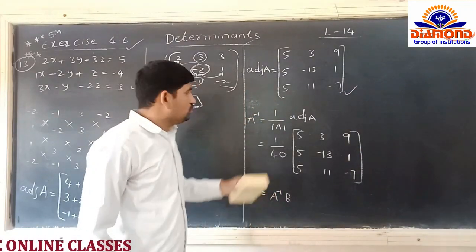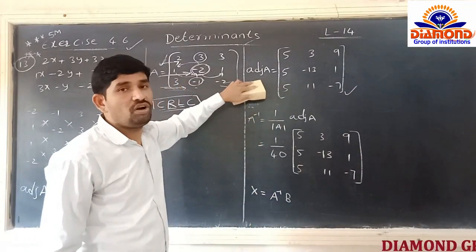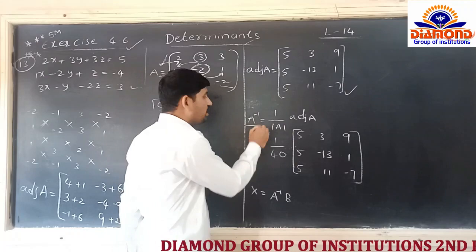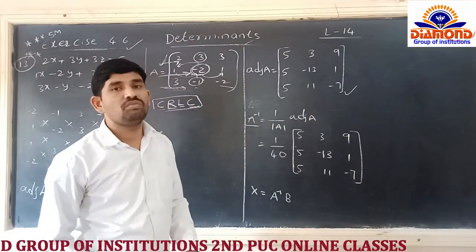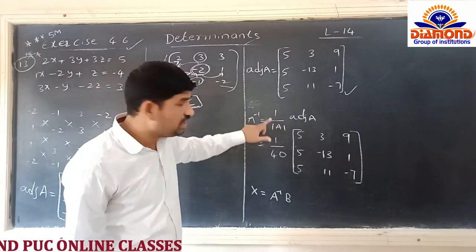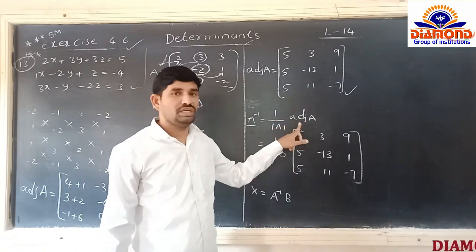Yes or no? So we got the determinant of the A matrix and the adjoint of the A matrix. So simply we can write the A inverse here. What is the formula for A inverse? That is 1 by determinant of A into adjoint. Yes or no?